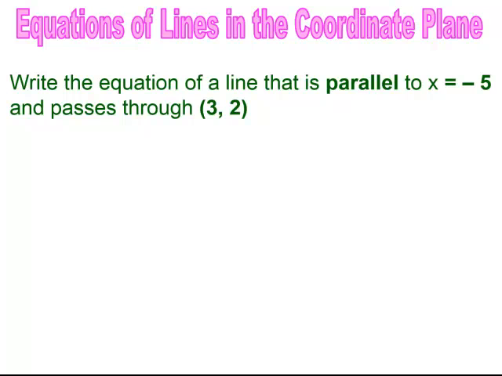Pause and try. So be careful here, because we have x equals negative 5, which means my slope is undefined, and when the slope is undefined, we have an x equals equation, or a vertical line. So x equals 3 is the equation of the line that would be parallel to x equals negative 5 passing through the point (3, 2).